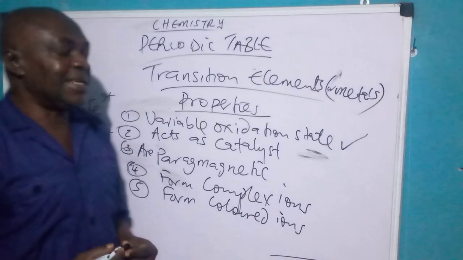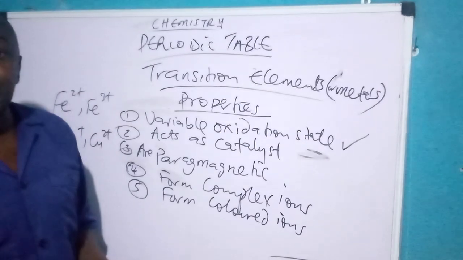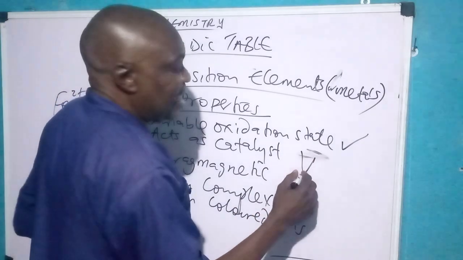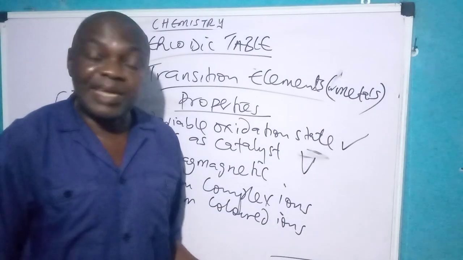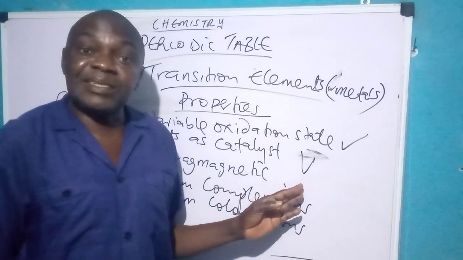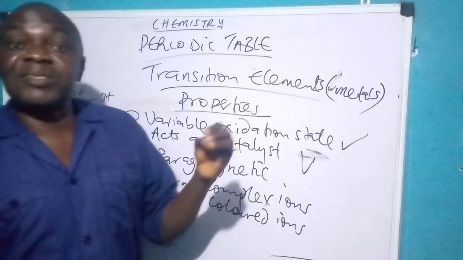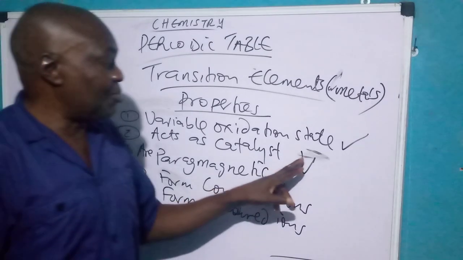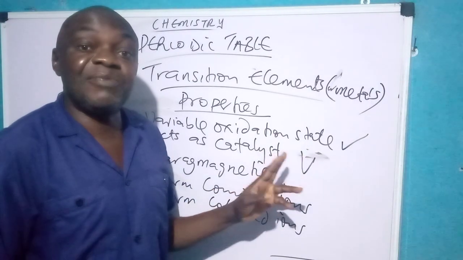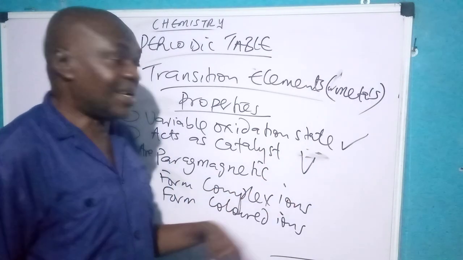Then they act as catalysts. There are many of them that act as catalysts. You have vanadium; vanadium acts as a catalyst. Iron can also act as a catalyst. They act as catalysts because they form unstable intermediates, which easily decompose into products. They are very good at acting as catalysts.